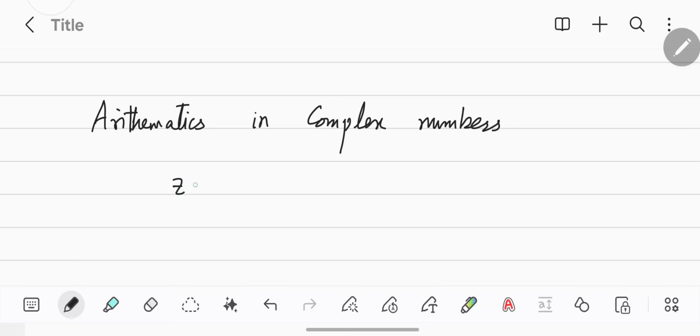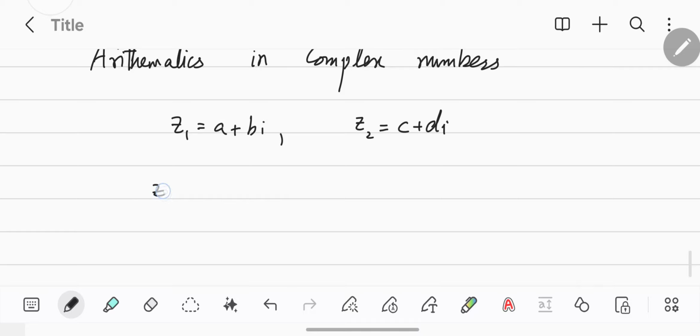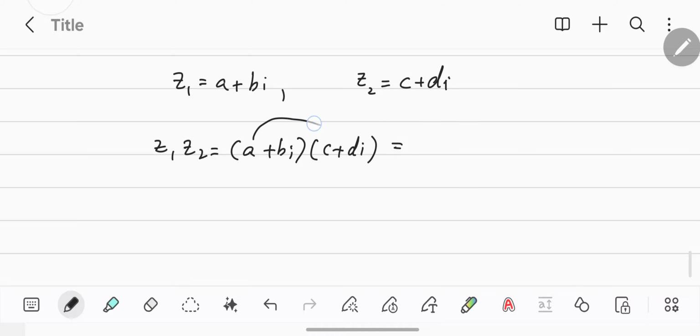Suppose you have a complex number z1 equal to a plus b iota, and another complex number z2 which is c plus d iota. And suppose you are going to multiply them. You will write a plus b iota times c plus d iota, and then you will multiply this number with this one, and then this number with this one, then this with this one, and this with this one. You have four different products.